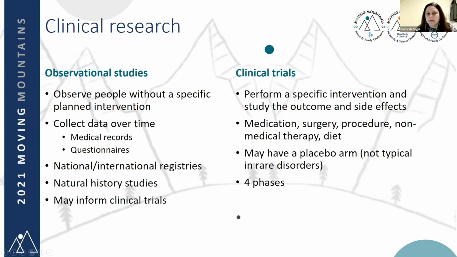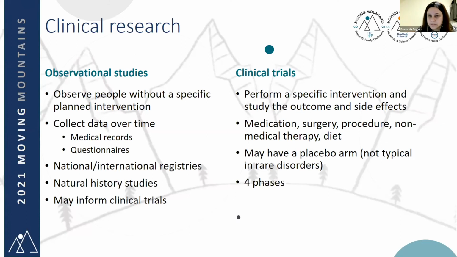Clinical trials are where there's a specific intervention planned, and the trial studies the outcome and any side effects. When most people think of clinical research, they're thinking of clinical trials. So for example, a trial of a new epilepsy medication or a new kind of therapy to see if it helps with walking. It could be a medication, a surgery, a procedure, non-medical therapy, as I said before, diet. Any of these interventions can be part of a clinical trial. Some clinical trials, like for example, the COVID vaccine trials, have a placebo arm. So some of the participants get the intervention or the medication and some do not. And those two groups are compared to each other to see what the outcomes are and if they're the same or different across the two groups.